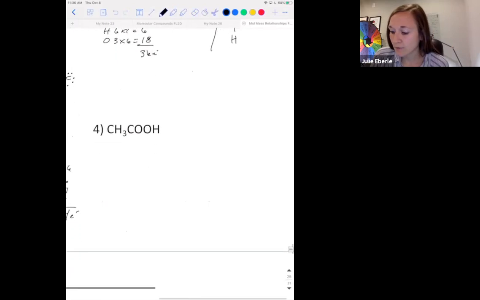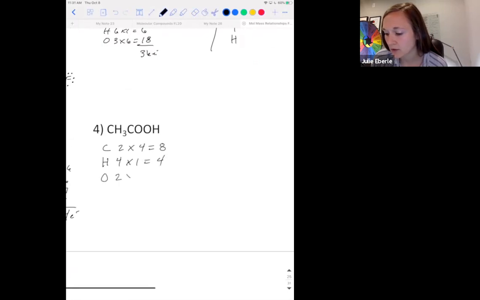All right, number 4. So we got 2 carbons in this structure. I'm adding up the total valence first. So 2 carbons, each one has 4 electrons. That's a total of 8. We've got 4 hydrogens in our structure. They all have 1 valence. And we've got 2 oxygens. They both have 6 valence. So 24 electrons in this structure.